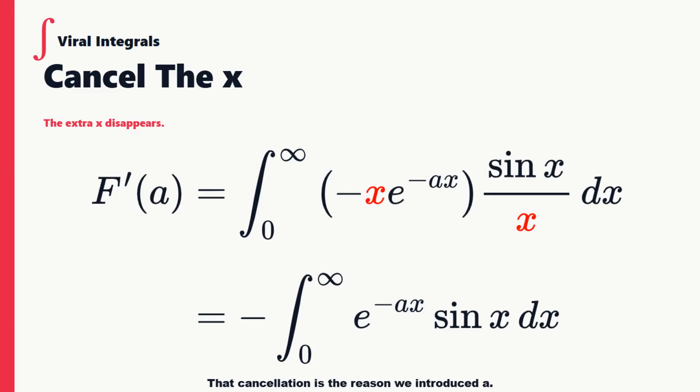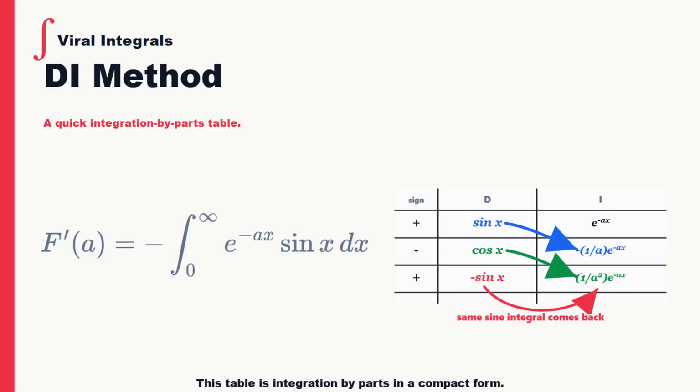Now the x from the derivative cancels the x in the denominator. That leaves us with a cleaner integral: negative the integral of e to the negative ax times sine x. For this remaining integral, we will use the DI method for integration by parts.